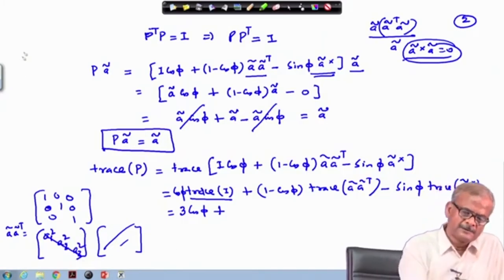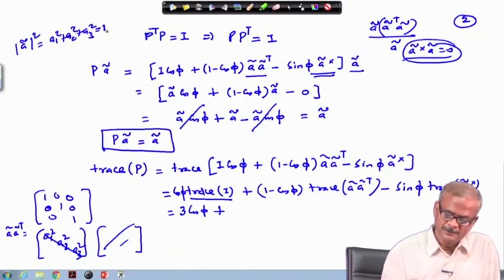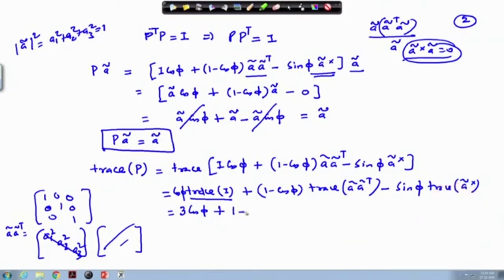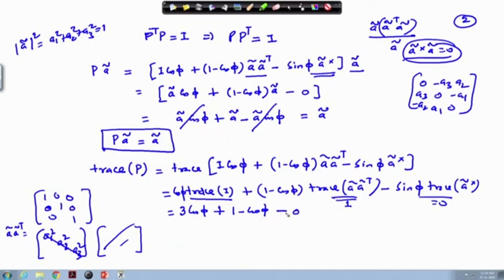And already we know that because the magnitude of A tilde squared is equal to A1 squared plus A2 squared plus A3 squared, which equals 1, this gets reduced to 1. We have 1 minus cos phi here, and minus sin phi times the trace of A cross. So, A cross is 0, 0, 0 on the diagonal, and here minus A3, A2, minus A1, minus A2 and A3. The sum of the diagonal elements here is 0, and therefore this term drops out. This is 0, this quantity is 1. So, here this becomes 0, and ultimately we get 1 plus 2 cos phi.